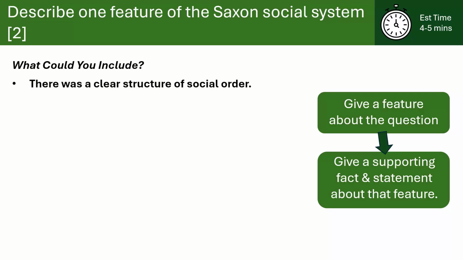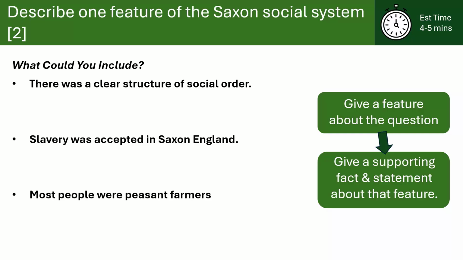So the first one I've come up with is we know that there was a clear social order. So the fact is that we know a feature of the social system is it was structured. And you could also say, we also know that slavery was accepted. And we know that's very different from Norman England, where they didn't accept slavery. So that's another feature, is that they had slavery. And we can also say that most people in the country, probably sort of 90% or more, were peasant farmers.